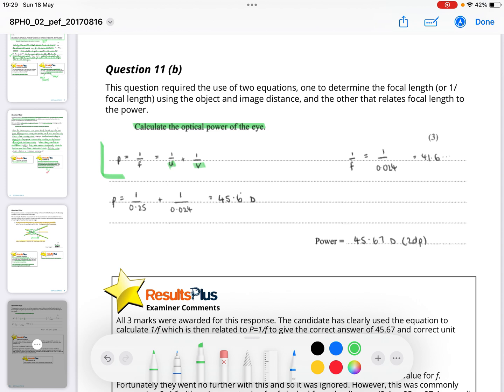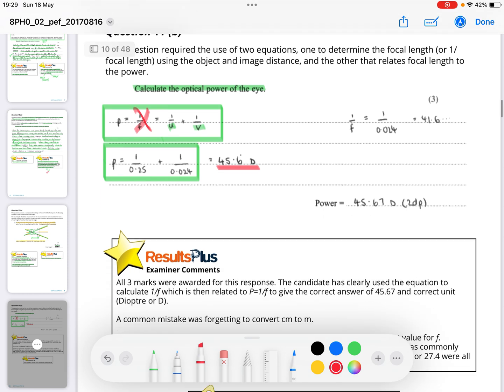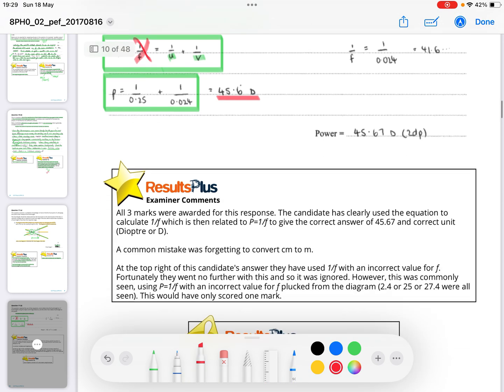So this student has rightly put the power is 1 over the focal length, which is equal to 1 over u plus 1 over f. You can miss out one step by doing that. You can get rid of this line and go straight to the power, which is what they want you to do. So if you can do that mathematically, you will see what the answer is. Okay? All 3 marks were awarded for this student's answer.